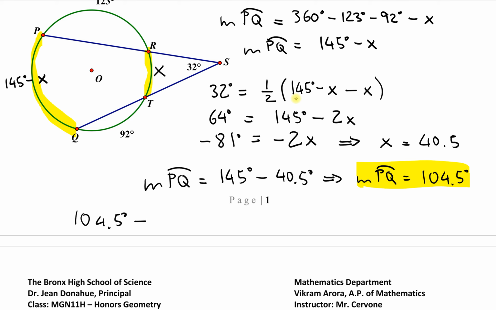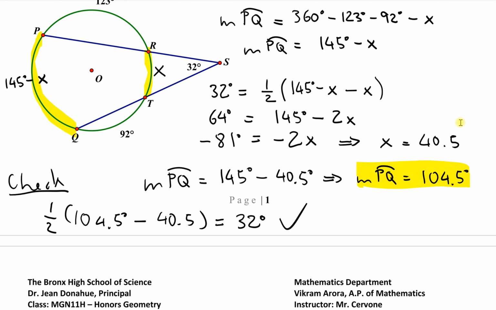Minus the x value is 40.5. So the measure of arc RT is 40.5. And we're going to divide this whole thing by 2, okay? Let me actually label it as the check here, okay? So because we're doing a check, you're going to take the calculator and do 104.5 minus 40.5 divided by 2, and look at what we get, 32 degrees. It works, okay? So the answer is correct.